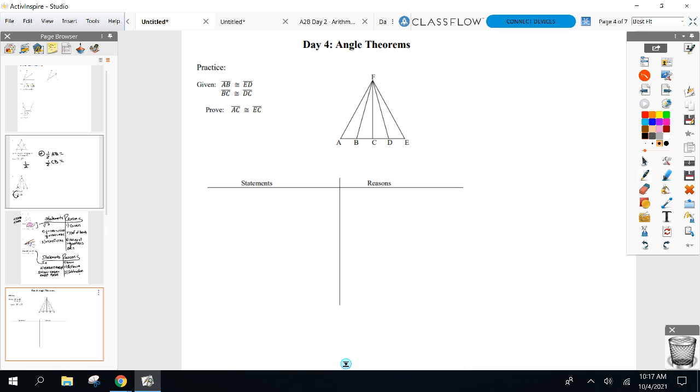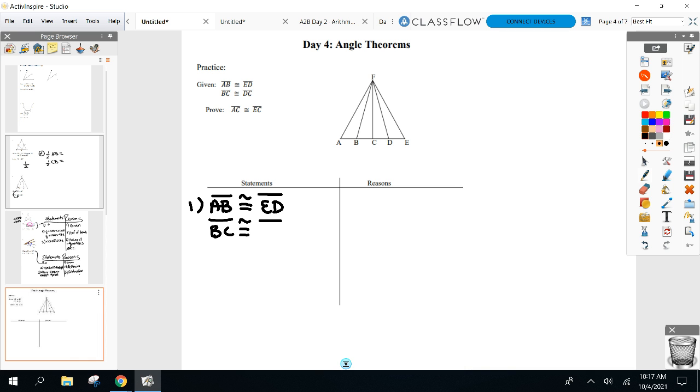Anybody see bisects or midpoint? Don't even think about putting halves of equal quantities in that reasons column. Okay, let's roll. Let's see where people stand here. Don't overthink it, please.